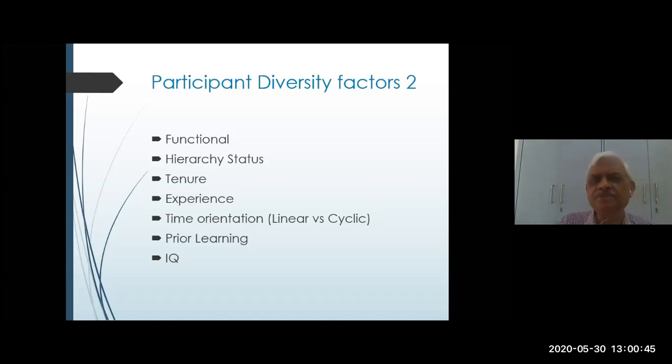Now it comes to hierarchy or the status level in the organization, plus also the tenure, plus also the experience. These are all the things on which people could differ, and this does present a certain sort of problem. For example, if you have people who are high in hierarchy as part of your program, and this is hierarchy in the organization.